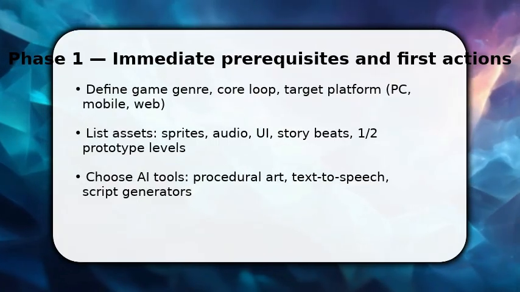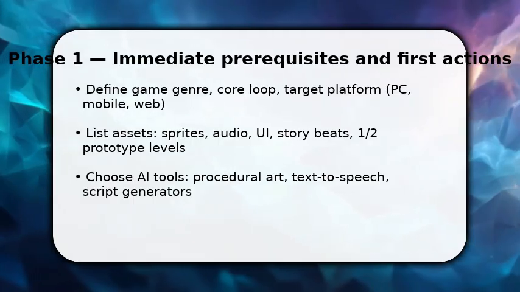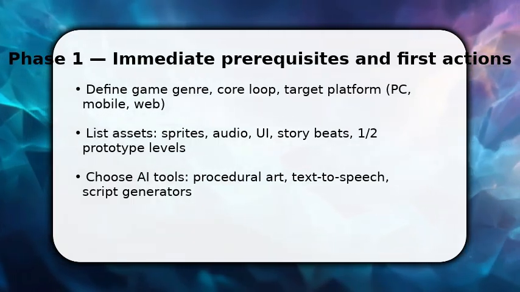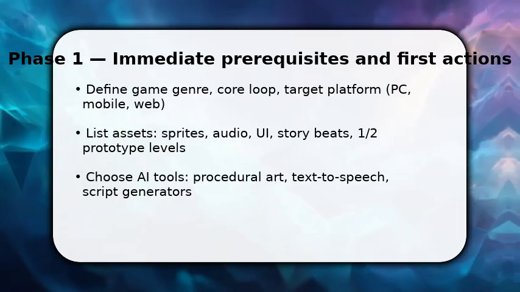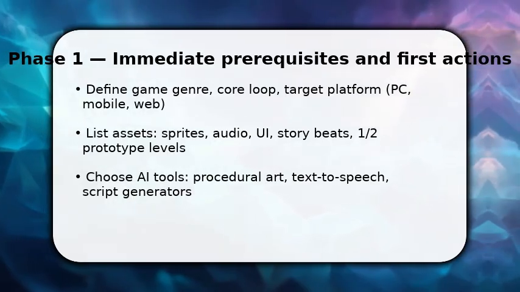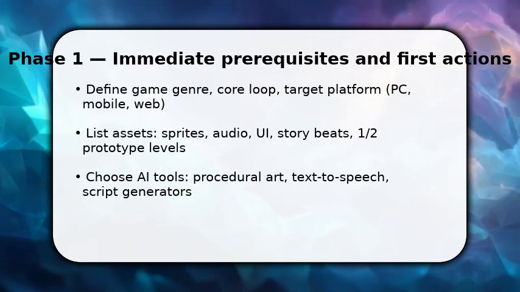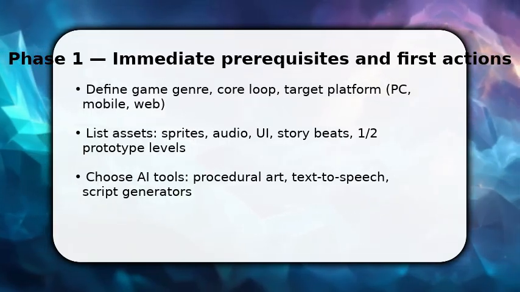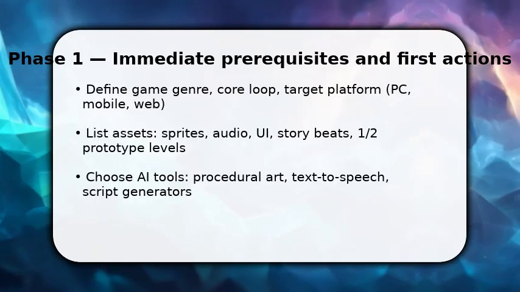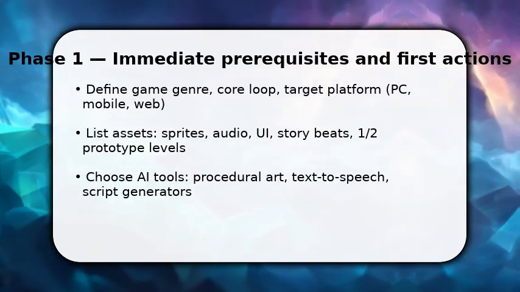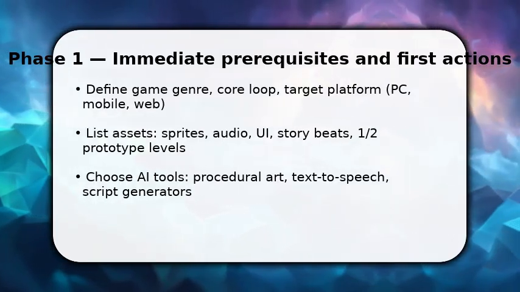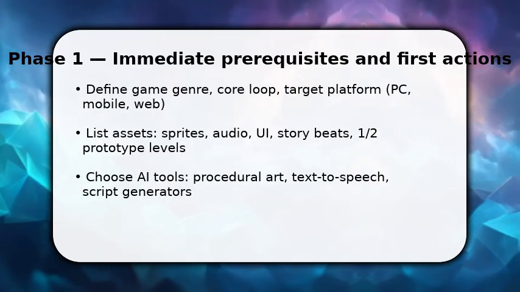You start by locking the goal, what players do and why they stay. Once done, write a concise design brief, mechanics, win/lose states, and platform constraints. Gather or generate key assets with AI, create sprites, backgrounds, and sound stingers using image and audio models. Also pick a no-code engine that supports AI plugins.